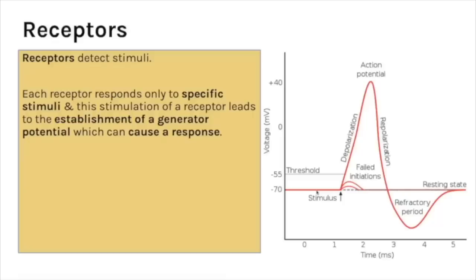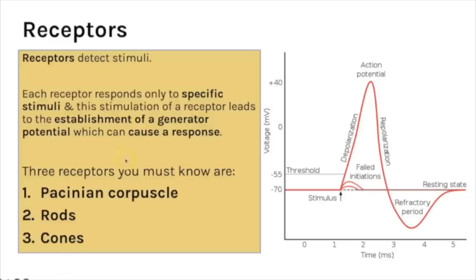So these are cells which can detect a change in the environment or stimuli. And each receptor responds only to one specific stimulus. And this stimulus of a receptor can lead to an action potential or establishing a generator potential. And that is what results in an organism being able to respond. Now, there are 3 receptors that you need to know: the Pacinian corpuscle, rods and cones, which are both light receptors or photoreceptors found in the eye.